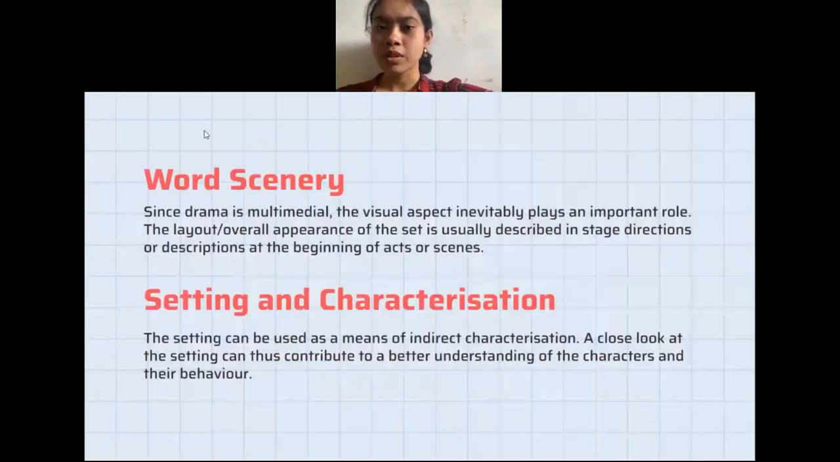Scenery. Since drama is multimedial, the visual aspect inevitably plays an important role. The layout or overall appearance of the set is usually described in stage directions or descriptions at the beginning of an act or scene. Setting and characterization. The setting can be used as a means of indirect characterization. A close look at the setting can thus contribute to a better understanding of the characters and their behavior. Next slide.